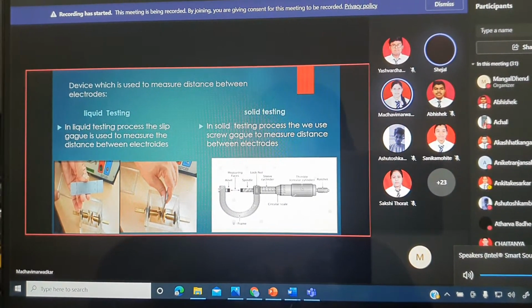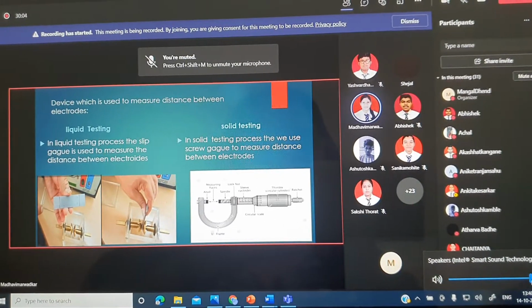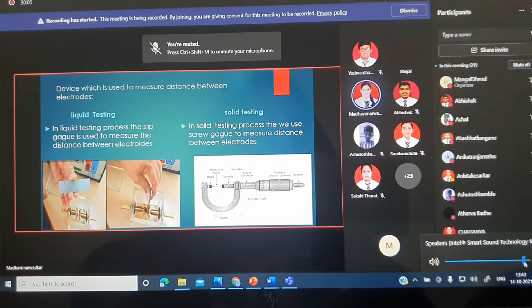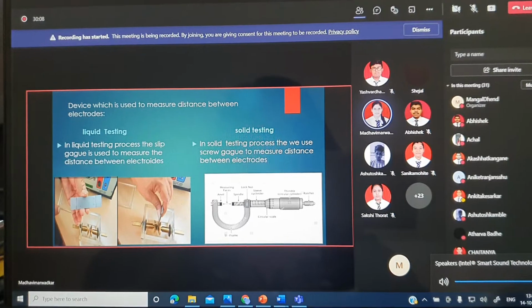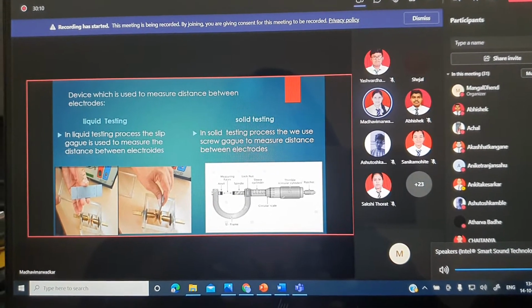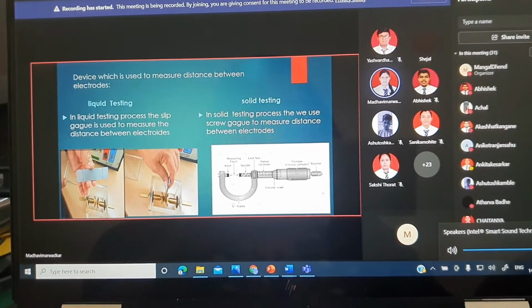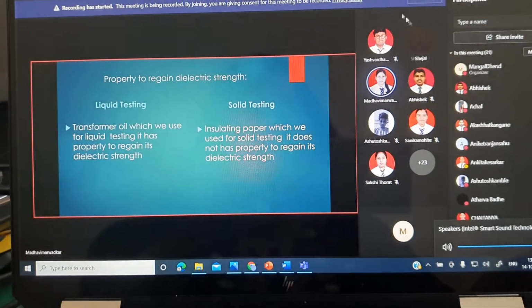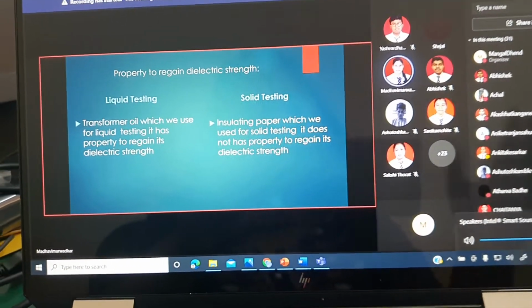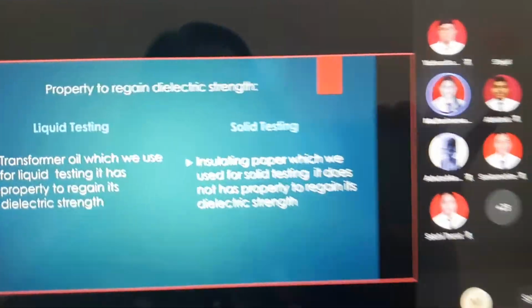And here in liquid testing, to measure the breakdown strength, there is a need for the value of the distance between electrodes, and by using that value, we can easily measure the breakdown strength of that material. So the next is the property to regain its dielectric strength.